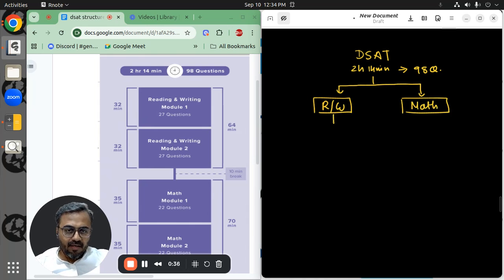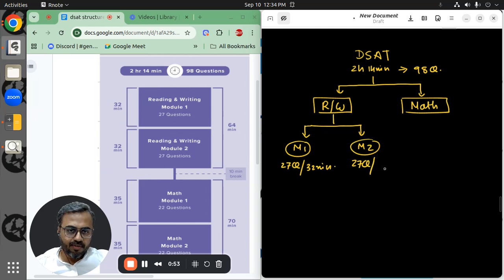The reading and writing section is divided into two modules. Module 1 consists of 27 questions and you get 32 minutes to answer it. Module 2 also contains 27 questions and you have 32 minutes to answer it. You'll be scaled between 200 to 800. Your minimum score is 200 in this section and maximum is 800.